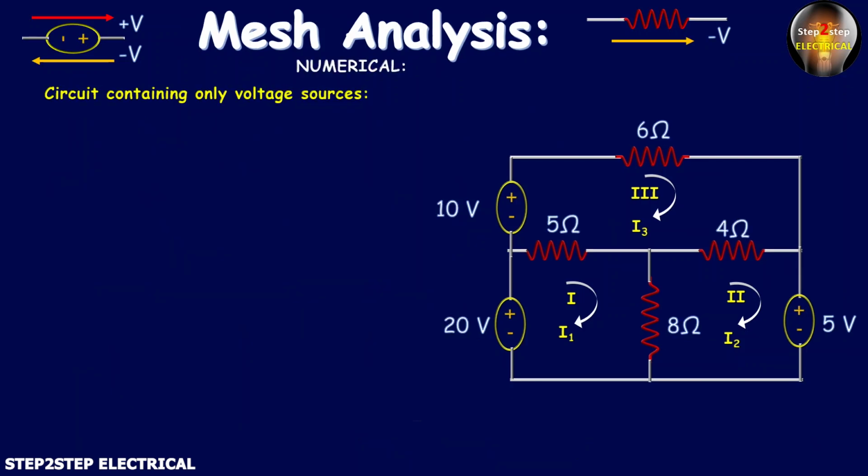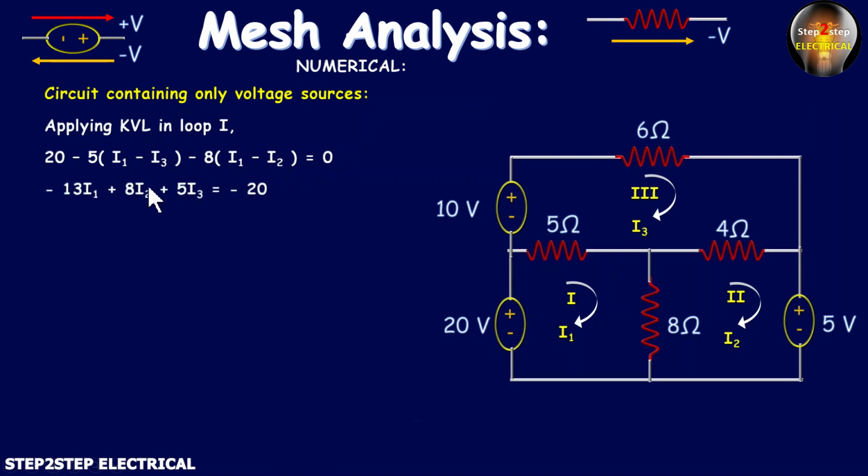Now it's time to solve a numerical. In this numerical you can see that there are voltage sources whose voltages are given, and resistors whose resistances are given. On applying KVL in loop 1, we can write plus 20 minus 5 into (I1 minus I3) minus 8 into (I1 minus I2) is equal to 0. On simplifying we can write minus 13 I1 plus 8 I2 plus 5 I3 is equal to minus 20, and this is the first equation.